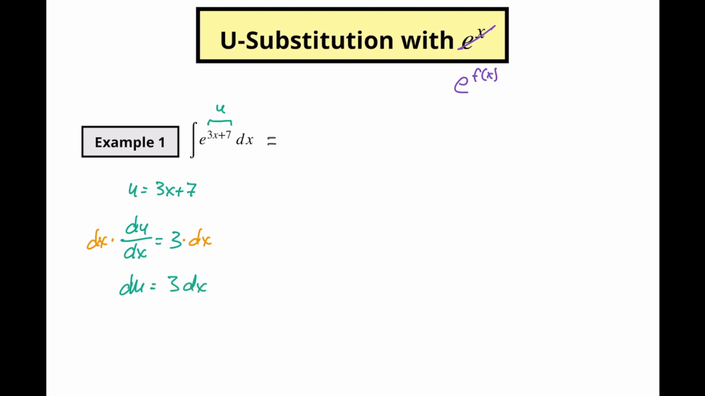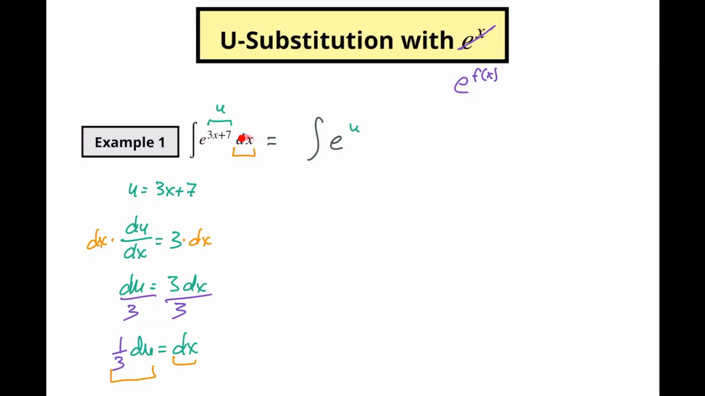As I start rewriting this, I've got the integral of e to the u, and now I want to put 3 dx. Whoa, 3 dx. I don't have 3 dx's here. I've only got 1 dx. So I can't substitute this in, because here's 3 dx's, here's only 1 dx. So I've got to get rid of this 3. I'm going to divide both sides by 3, and that leaves me with 1/3 du equals dx. So now I can call this piece our dx, or this 1/3 du.